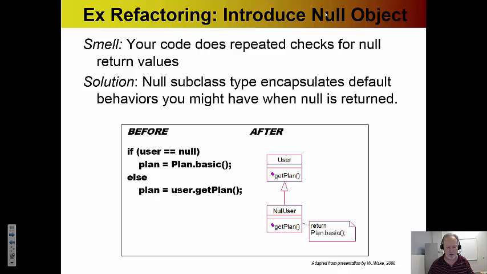So, for example, a code smell: your code does repeated checks for null return values. So you invoke a method. Here we're invoking getPlan. I have some app, some object that's holding on to a reference, and I'm asking the user for the user's plan. Beforehand, if I had that reference to user, I had to check whether the reference I got back is perhaps null.